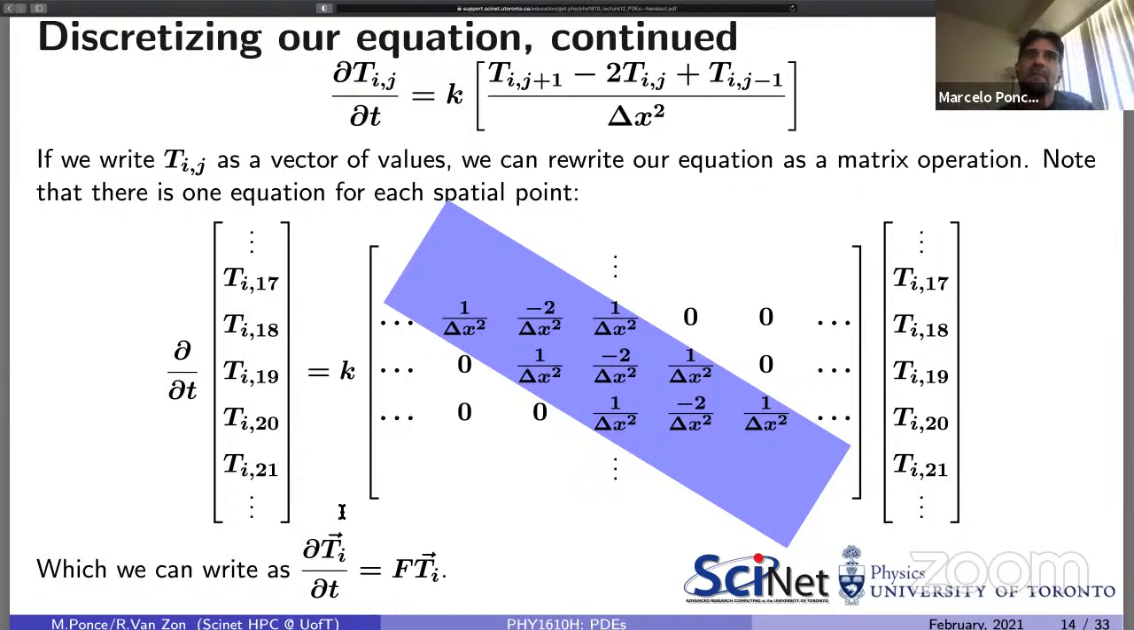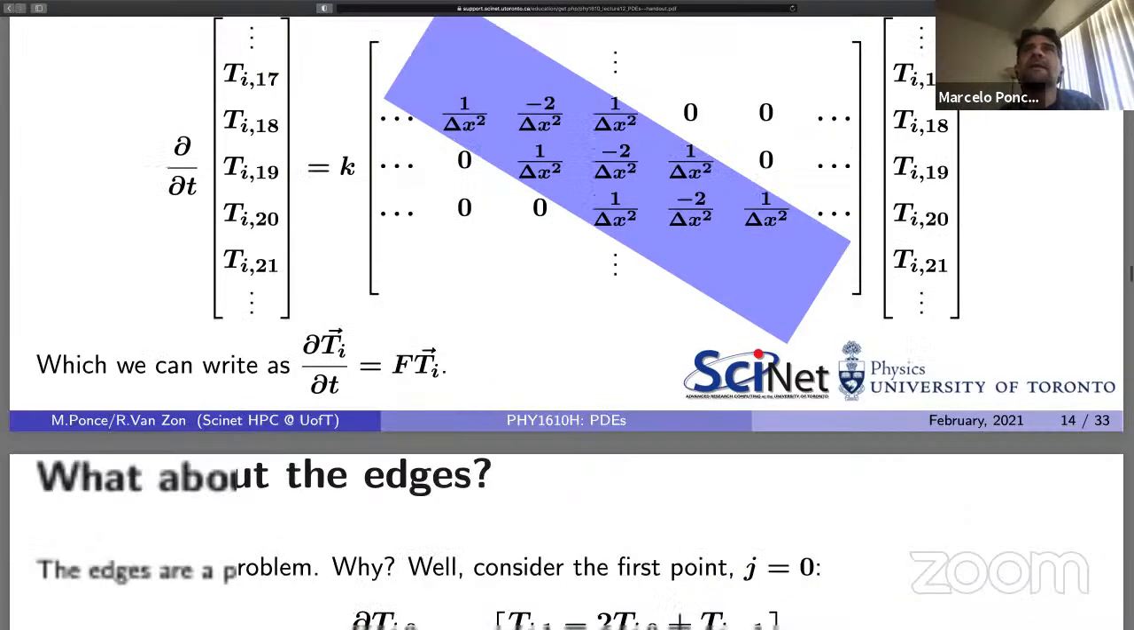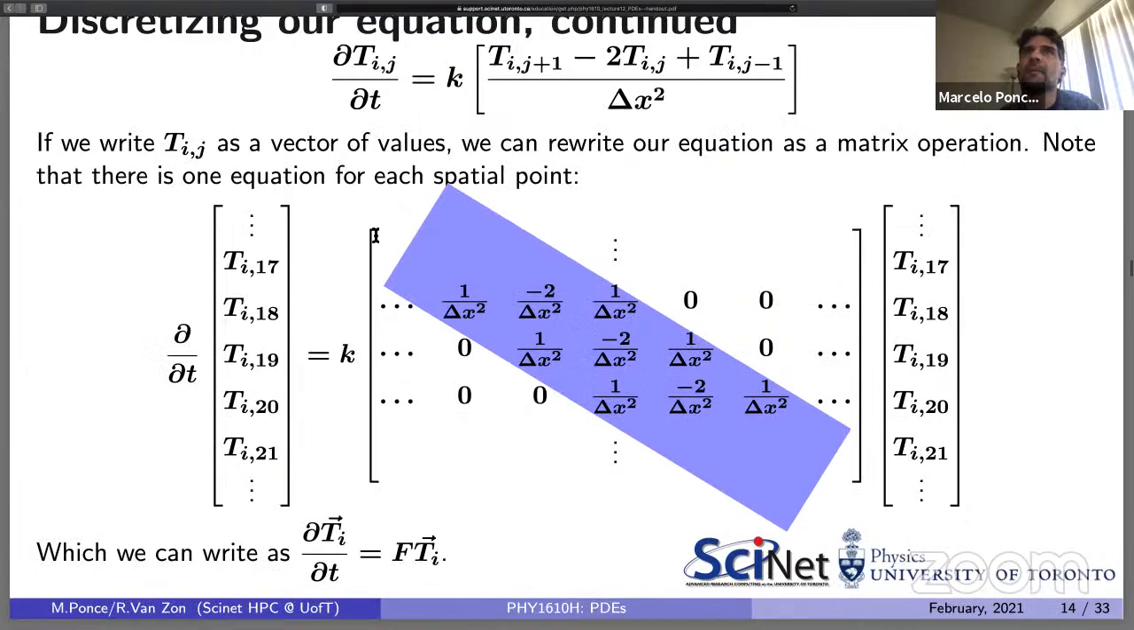So this formula can be given as the derivative of this vector at the moment in time equal to an operator F, which is going to be this matrix, multiplied by the vector at the moment in time i. And that is a very neat, very elegant way to summarize this system. One thing that you may notice is what happened with the edges, what happened at the beginning and at the end of the rod, right?